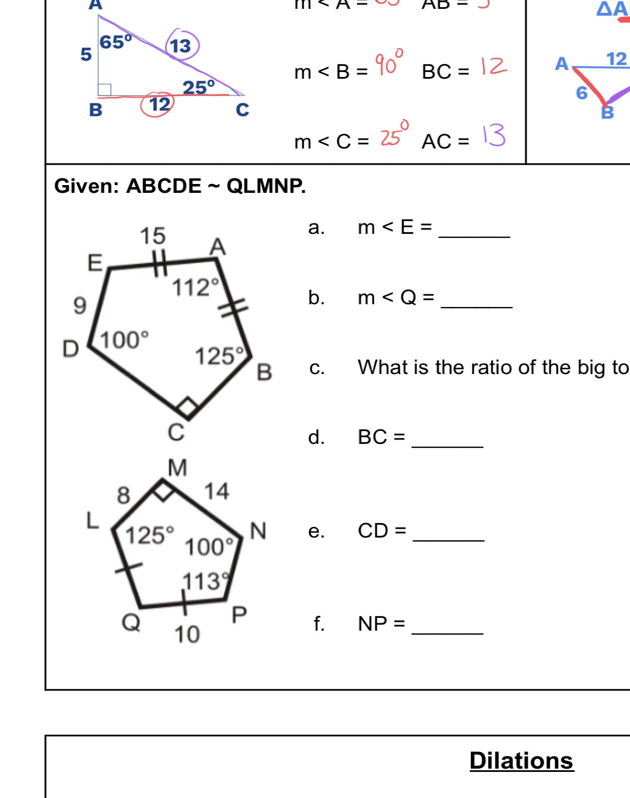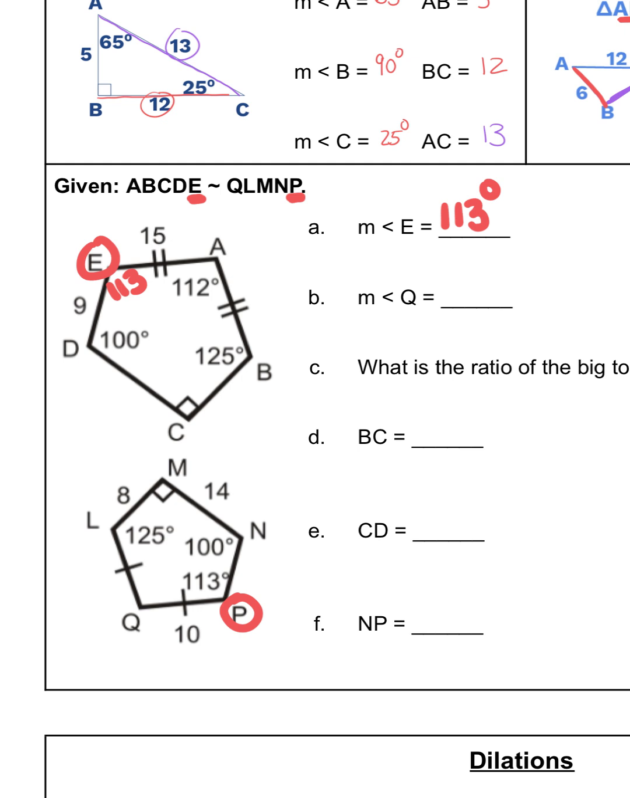Okay, last review warm-up example. Again, we are going to use this similarity statement to help us answer these questions. So, the measure of angle E. Well, angle E in the similarity statement is right here. It's the last letter. So we go to the last letter over here. So angle E corresponds with angle P. Angle P is 113 degrees. Because these are similar figures, corresponding angles are exactly the same. Those are congruent. So angle E is 113 degrees because it matches angle P.